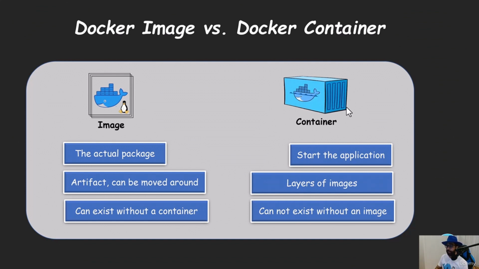So that's pretty much the difference between an image and a container. Something so simple you can actually use to differentiate between the two: if it's up and running, it's a container. If it's just hanging around on your machine, it's an image. If it's an application up and running, it's a container. If it's just hanging around, using some space on your machine, it's just an image.